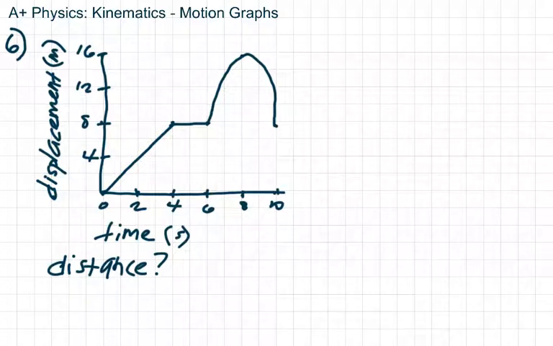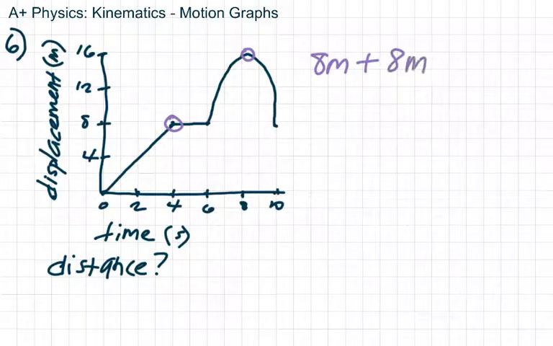So if you want to get d from a d versus t graph, you really just have to read the graph. What I mean by that is that in the first 4 seconds, we've gone out to 8 meters. Then it holds that position for the next 2 seconds. And then at 6 seconds, it starts to go out all the way to 16 meters right here. So that's 8, and then from 8, it goes to 16. So we have 8 meters in the first 4 seconds, plus another 8 meters to go out to 16. And then from 16, it comes back to 8 meters again.